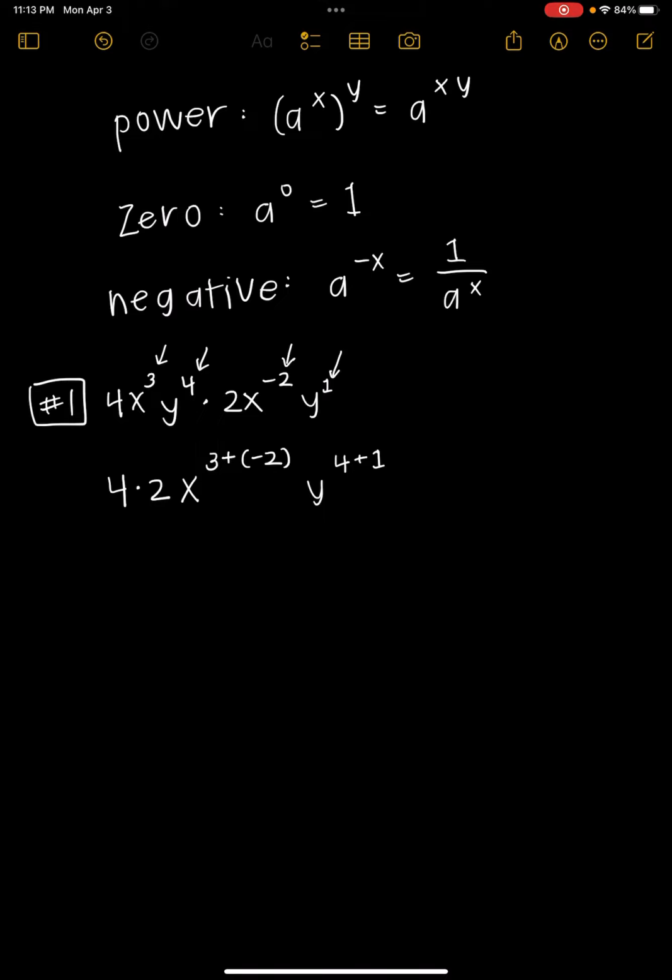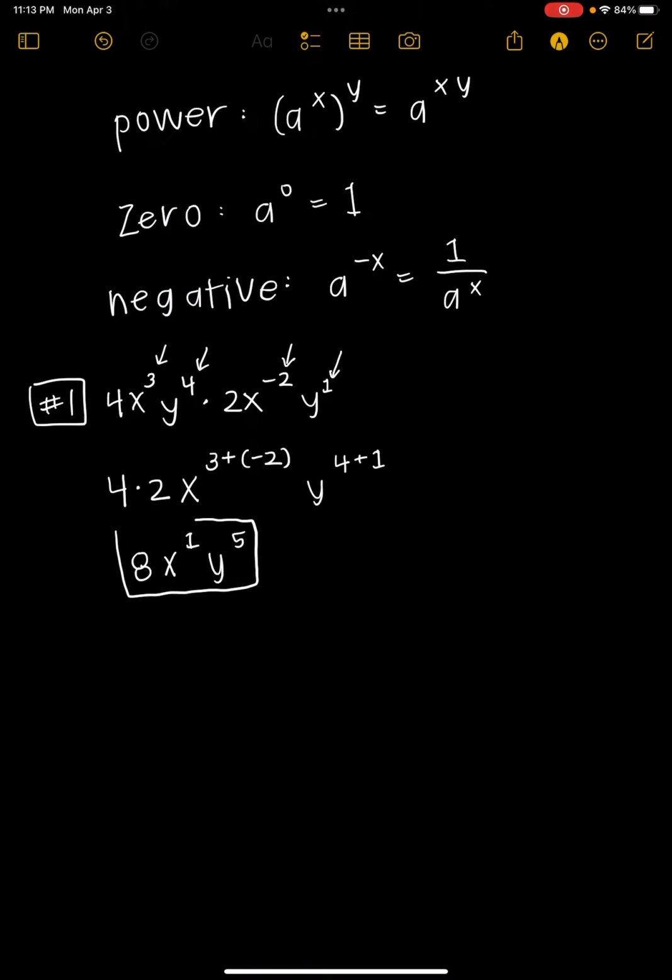Okay, so now all we have to do is simplify this. In the front, we have 4 times 2, and we know that 4 times 2 is 8. Then we have x to the power of, we're just going to add those two things. 3 plus negative 2 gives me a 1. And then we have y to the 4 plus 1. 4 plus 1 is 5, so we have y to the fifth. And this is my final answer.